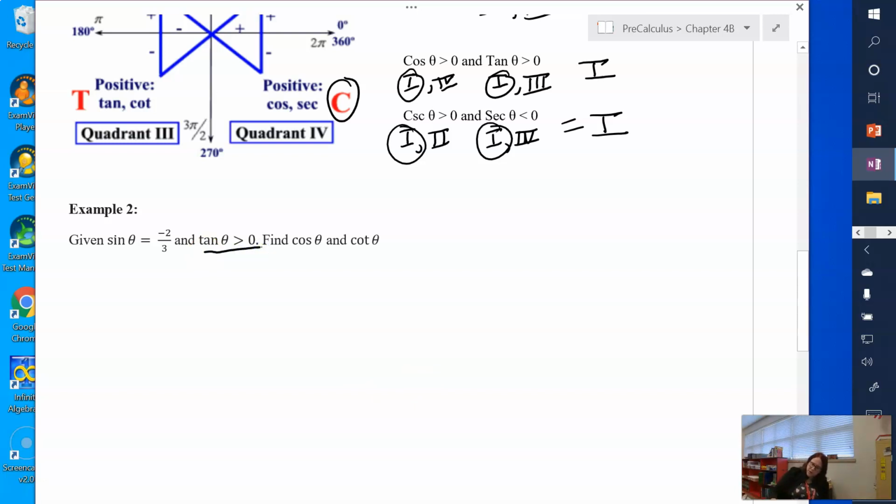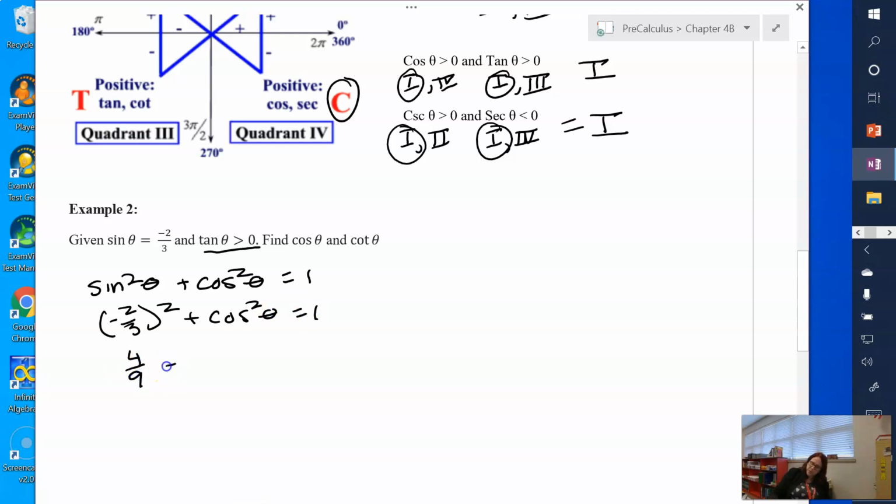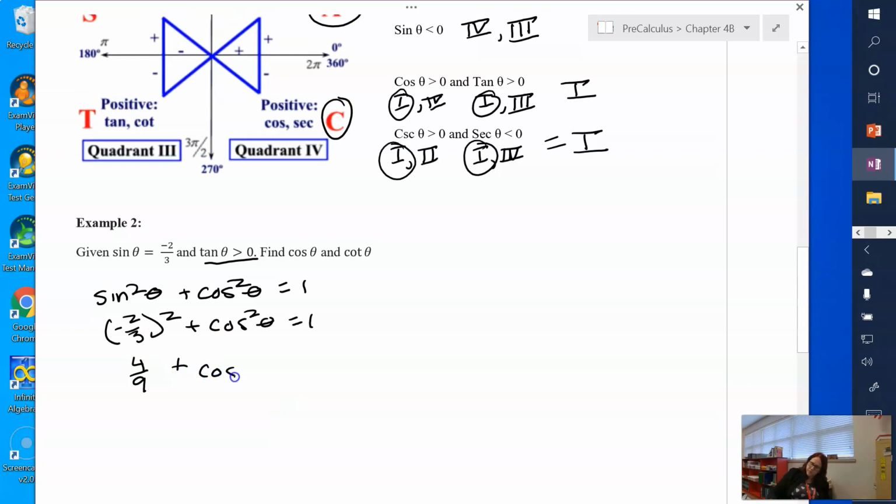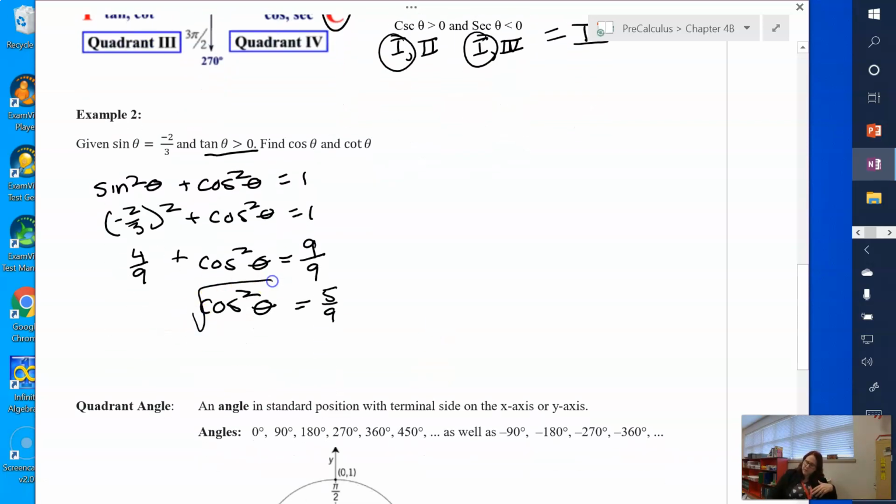So let's start with our trig identity. Sine squared theta plus cosine squared theta equals 1. I'm going to plug in what I know. Now I'm going to square it. So 4/9 plus cosine squared theta equals 1. And I'm going to rewrite 1 as 9/9. So I get cosine squared theta. I'm going to subtract 4/9 from both sides. So I get 5/9. Now I have to square root both sides.